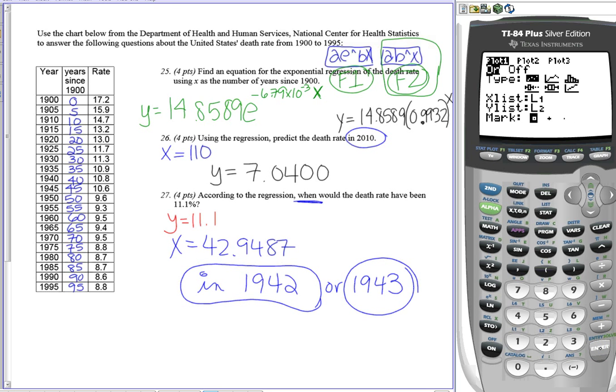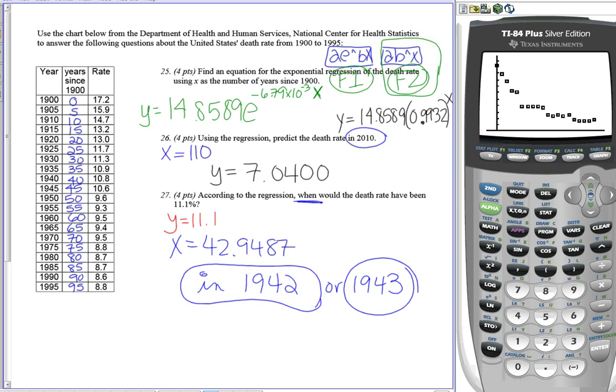Your calculator should be set up by default to be a scatter plot of list 1 and list 2. If it's not, you have to fix that. And now I'm ready to graph. On my TI, if I want to get this in the window, it's real important that I do a zoom stat, which is down at the bottom there, zoom 9, and I can see there are the points on my curve. I can confirm that everything looks normal.